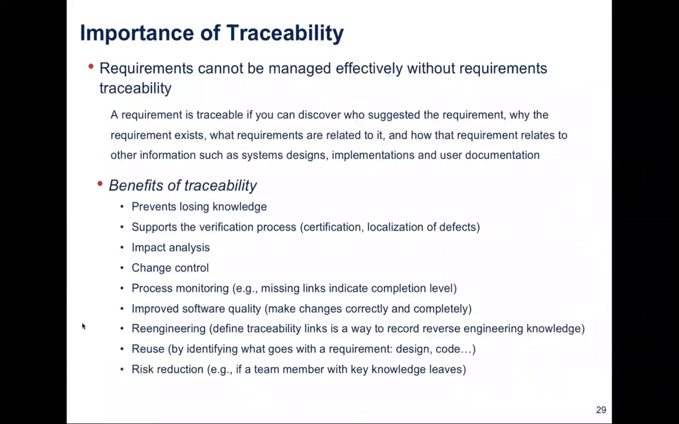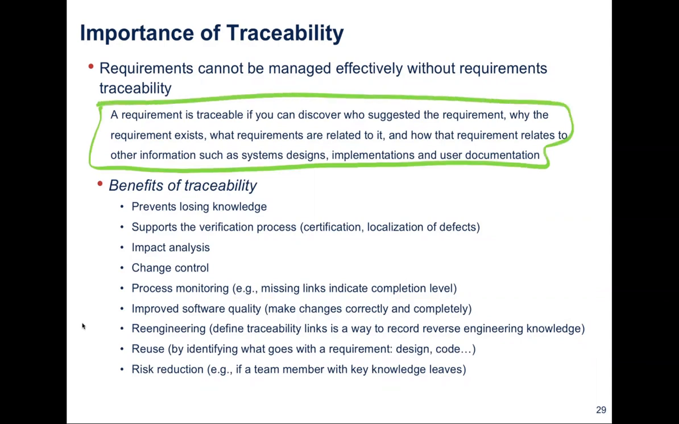So we have this definition which claims that a requirement is traceable if you can discover who suggested the requirement, that means the owner, why the requirement exists, what requirements it is related to, which means relationship between requirements, and how that requirement relates to other information, not necessarily to another requirement, but also to system design, implementation, and user documentation. That's how we say a requirement is traceable.